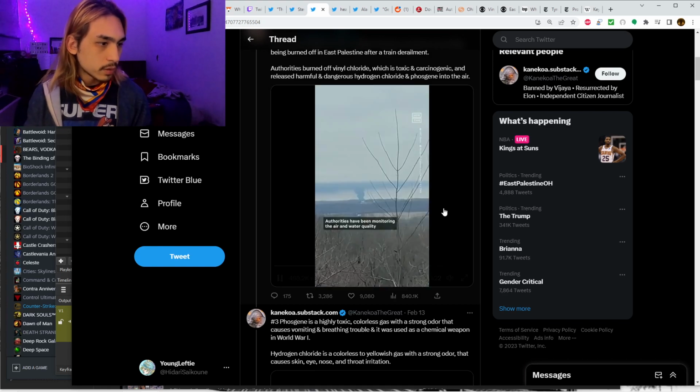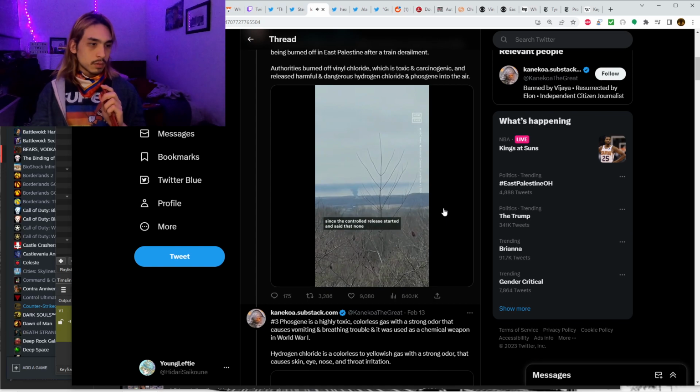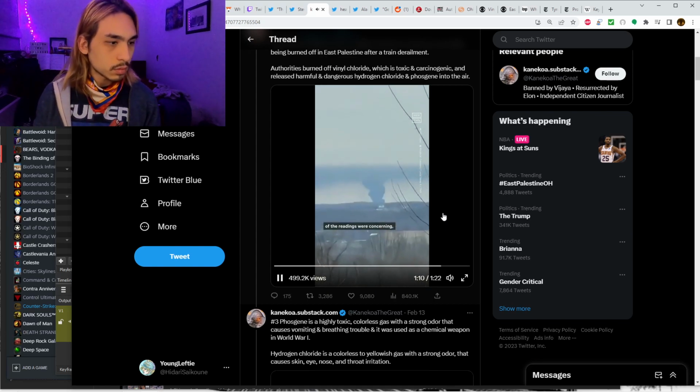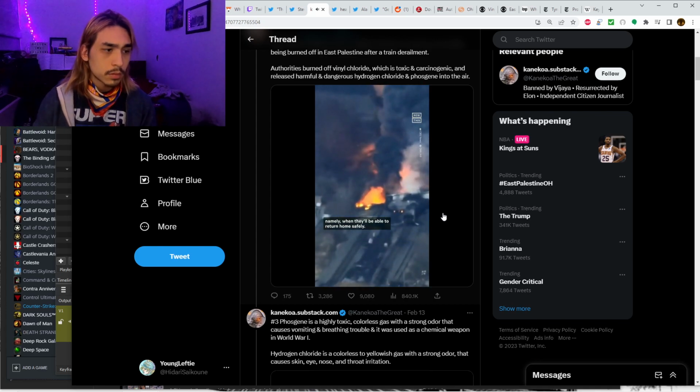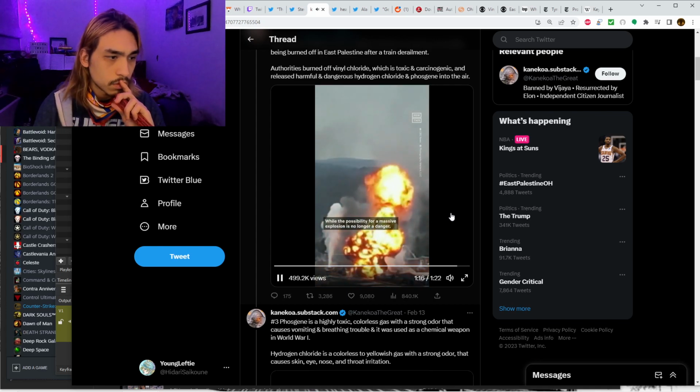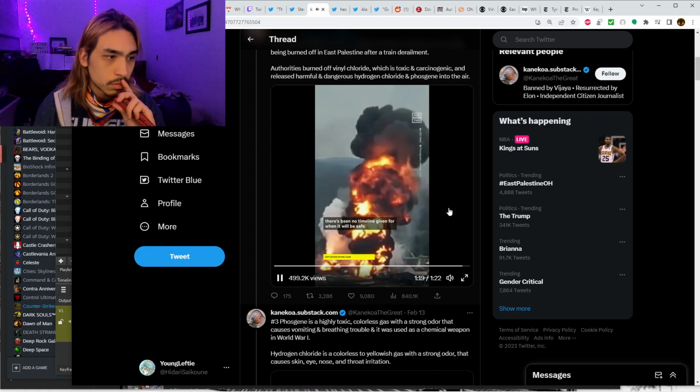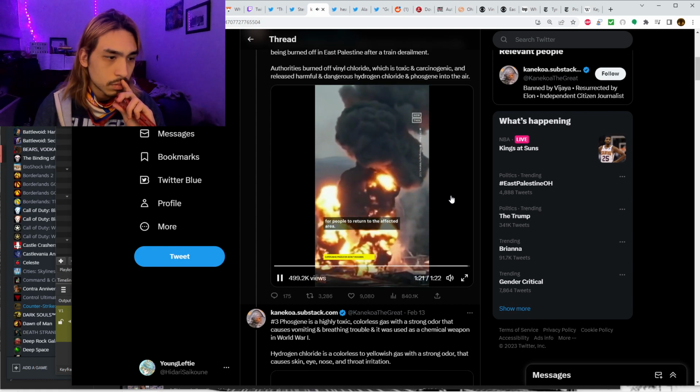to chemicals. Authorities have been monitoring the air and water quality since the controlled release started and said that none of the readings were concerning. But many None of evacuated them. residents still have questions, namely when they'll be able to return home safely. While the possibility for a massive explosion is no longer a danger, there's been no timeline given for when it will be safe for people to return to the affected area.